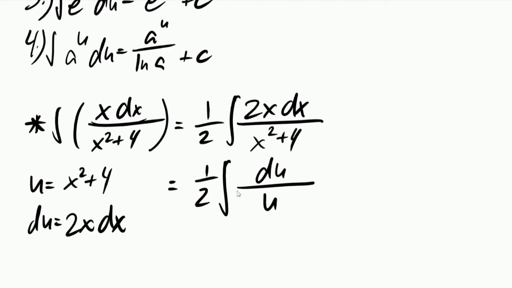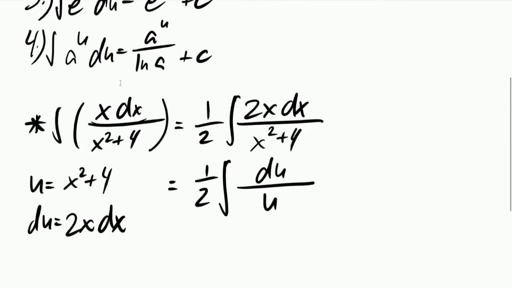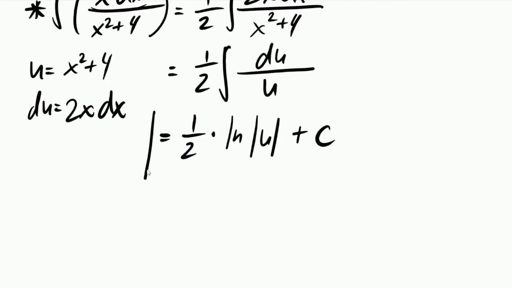Now do you remember where this came from? It's the same as number 2 from the general integration formula. So if we integrate, this will become 1/2 times the ln of the absolute value of u, and add the constant of integration. There, that's the final answer. Pretty easy.